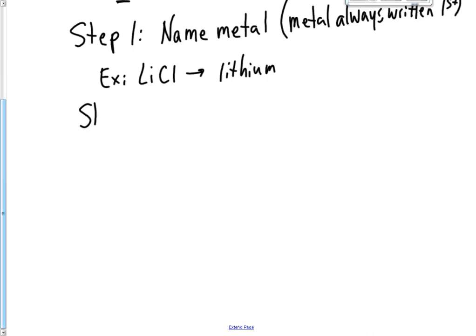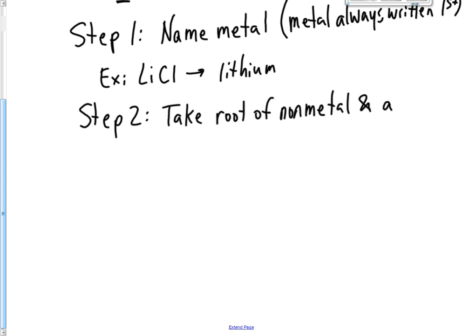Step number two. You're going to take the root of the nonmetal and add the letters IDE to the end. So the suffix "ide" to the end. And this is going to take a little bit of work to determine roots. It's just through work and repetition. So we have LiCl again.